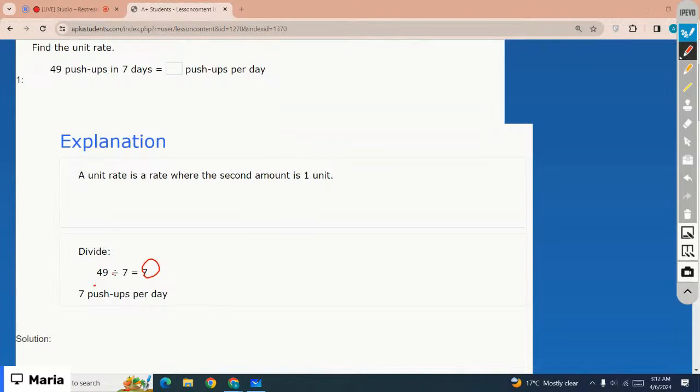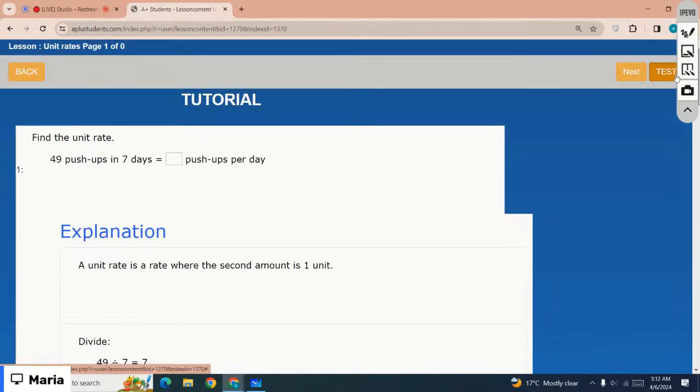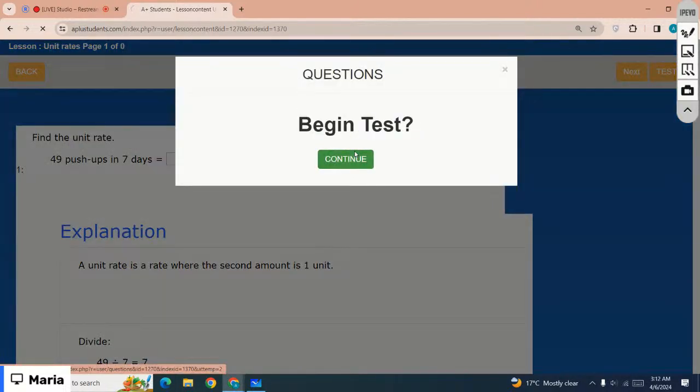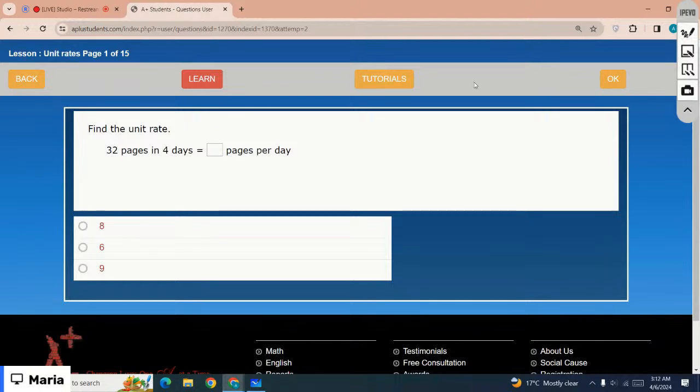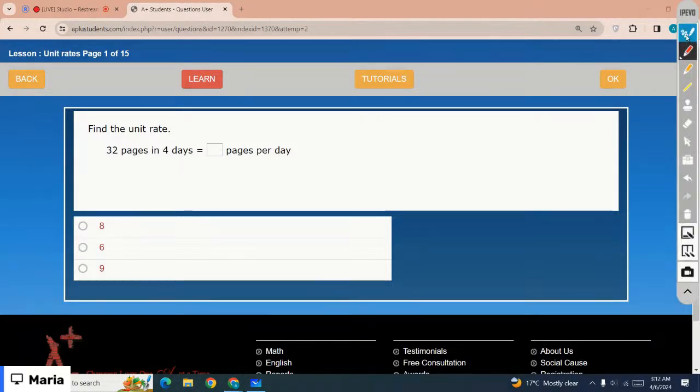Let's just start with the test questions. Okay, find the unit rate. 32 pages in 4 days. You have to calculate how many pages per day. So you simply have to divide 32 by 4. 4 times what number is 32? 4 times 8 is 32. That means you have 8 pages per day.